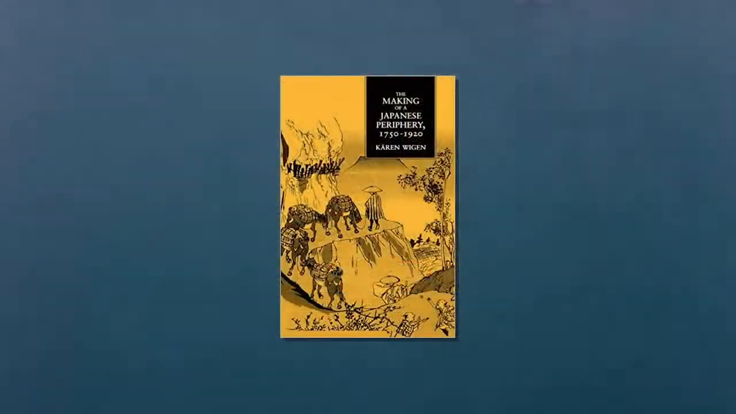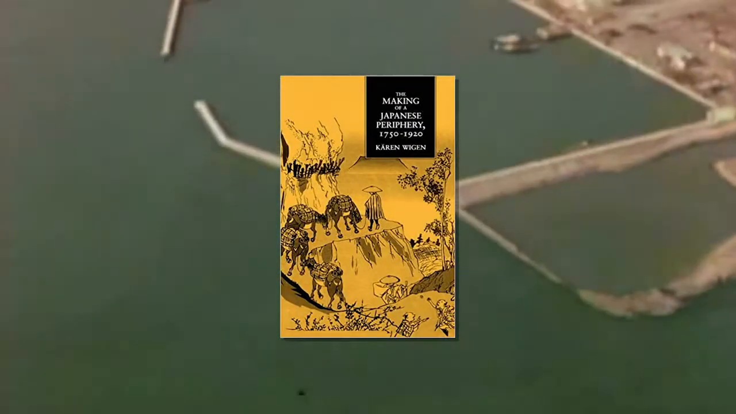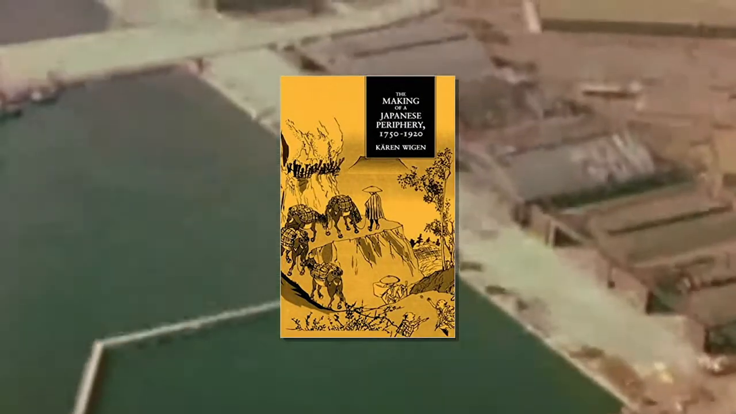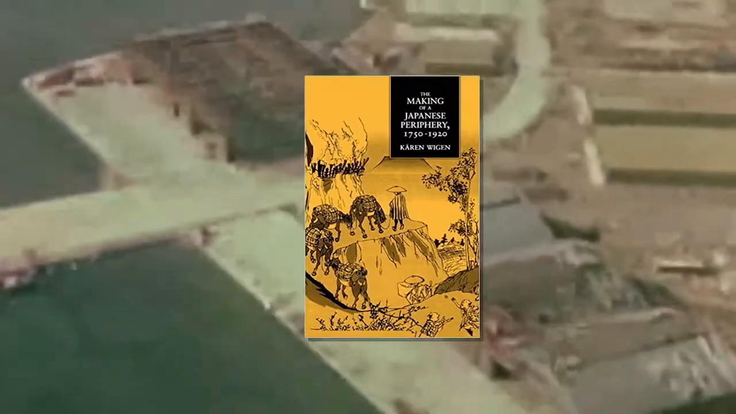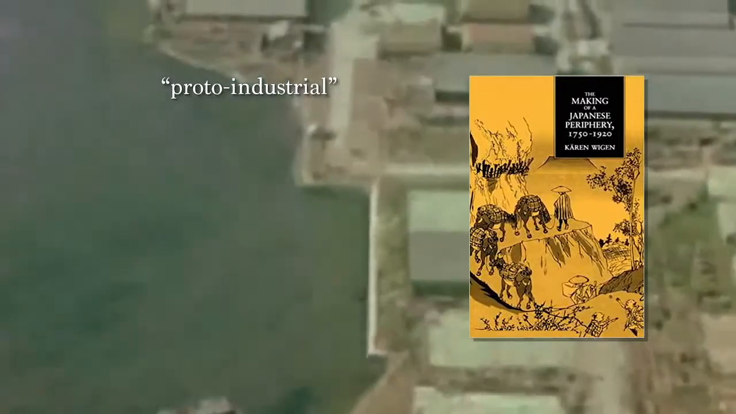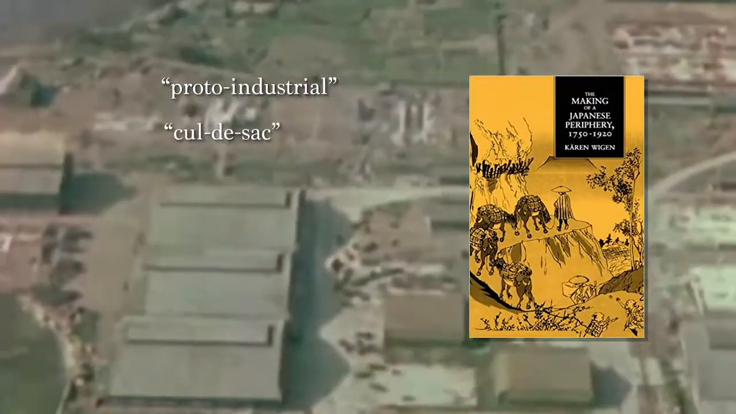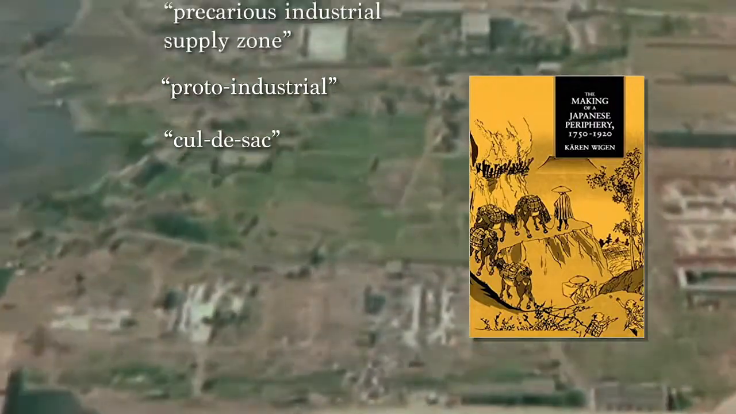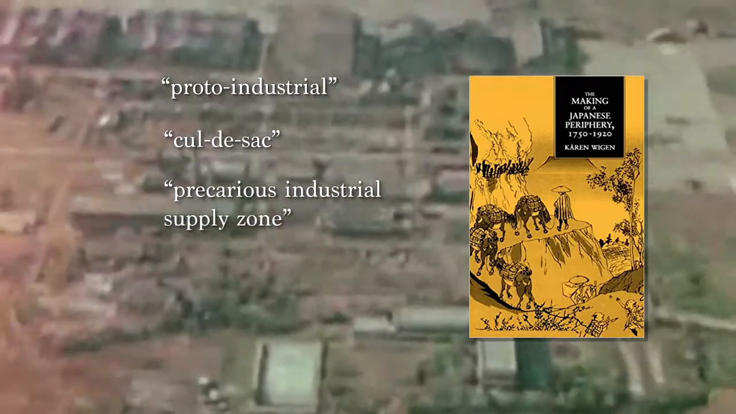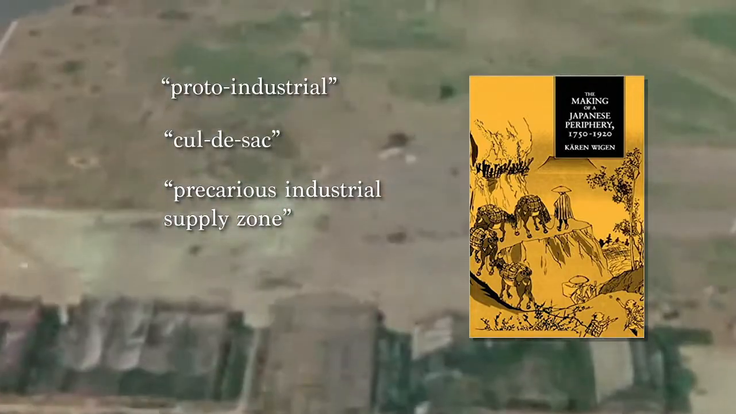In The Making of a Japanese Periphery, 1750 to 1920, Karen Wiegand incorporates a prolific number of maps, and figures, and tables to describe the economic and industrial state, and then transformation, of the Shimuina region from its, quote, proto-industrial state up to its highly industrialized state in the 1920s as a, quote, cul-de-sac and a, quote, precarious industrial supply zone. Throughout, the maps and figures are some of the most delightful and illustrative of their kind, sometimes saying more than Wiegand can in prose.